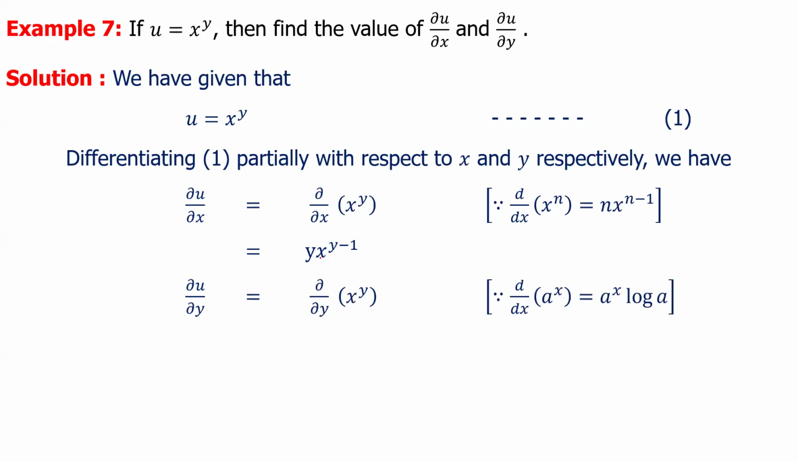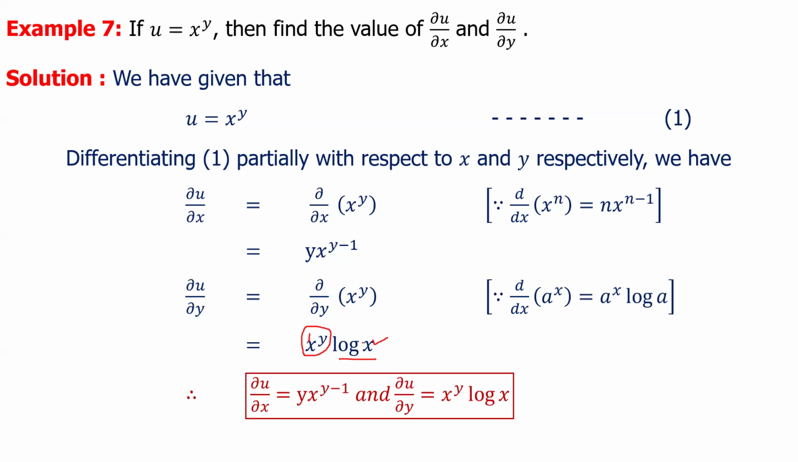Similarly, partial derivative of u with respect to y, here u is equal to x to the power y, and now we want to find out the derivative of x to the power y with respect to y. So we apply this formula. Here a is constant, means x is constant and y is variable. And we know that the derivative of a to the power x with respect to x is a to the power x log a. So the derivative of x to the power y is x to the power y into log x. Here x is constant.